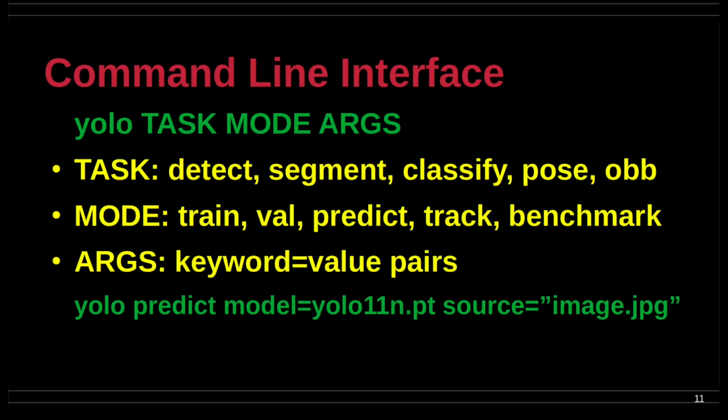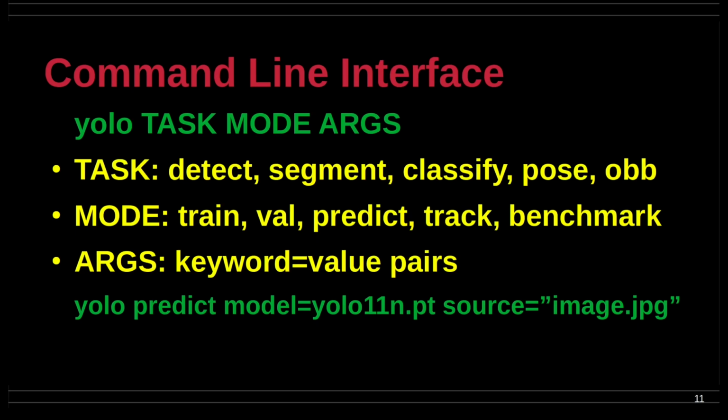Let us run an example using YOLO CLI. The structure of the command is YOLO, task, mode, and then arguments. Task for our Hello World exercise is detect. Mode for our Hello World exercise is predict. The first parameter, model equal to YOLO11n.pt, selects the nano model. The second parameter specifies the source for the predict mode operation. Let us use bus.jpg from the Ultralytics website as the source image.